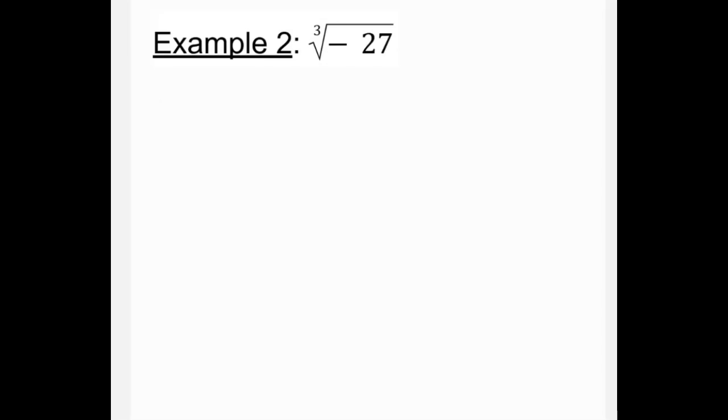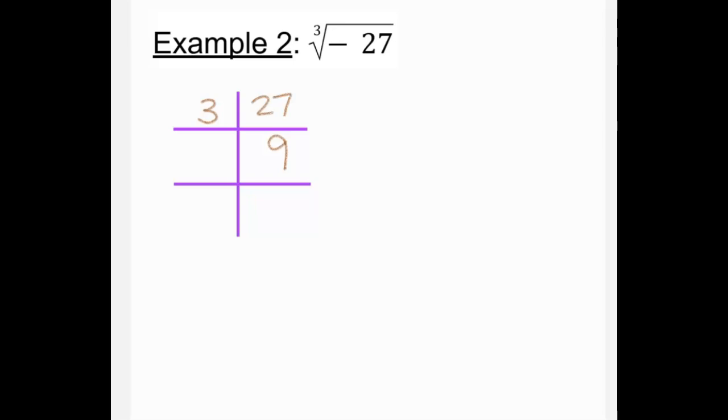In example 2, we have the cube root of negative 27. So we need to have a base number that is going to be a negative so that we can bring that out. But before we do that, let's create our division ladder. We're going to use our 27 and figure out what prime number would go into 27. 3. So 3 goes into 27 9 times. And is 9 a prime number? It is not. So we're going to have to do another round of division.